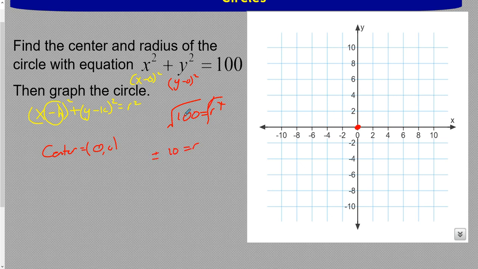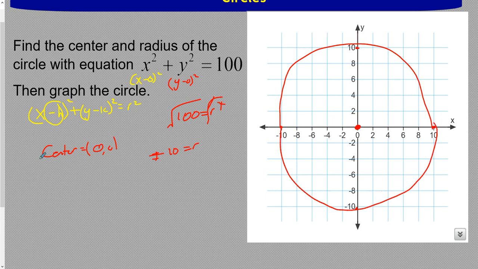Now, technically, you're right. It's plus or minus 10, but I can't have a radius that's negative 10 because that's a length, and that doesn't make any sense. So it has to be positive 10. So the circle would come way out here. And it's going to be hard to draw, but something like this. It could be worse.